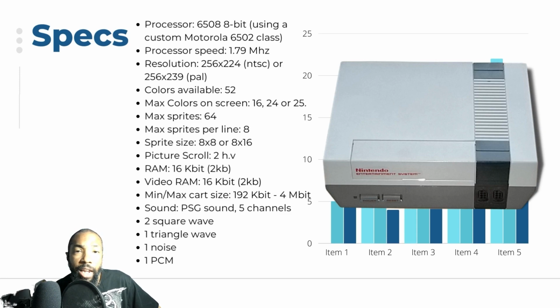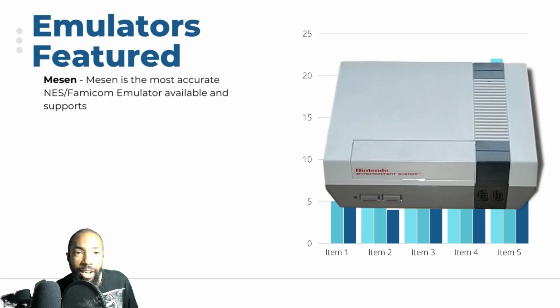Sprite size 8 by 8 or 8 by 16. Picture scroll 2H. RAM 16 kilobit or 2 kilobit. Video RAM 16 kilobit or 2 kilobit. Maximum cart size 192 kilobit or 4 megabit. Sound is PSG sound, 5 channels: 2 square wave, 1 triangle wave, 1 noise, 1 PCM. So that's kind of the specs. It's minimal specs compared to the hardware that we deal with these days, and I find that really interesting and intriguing.